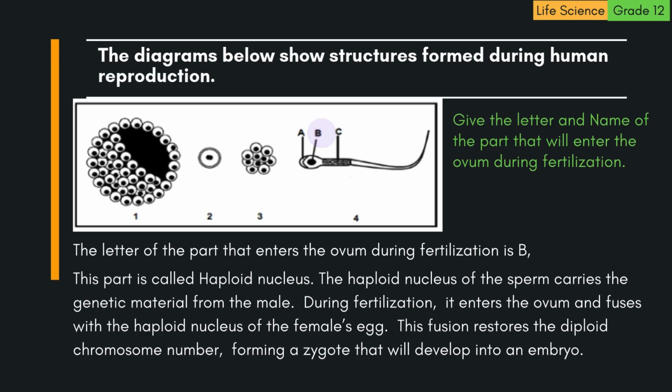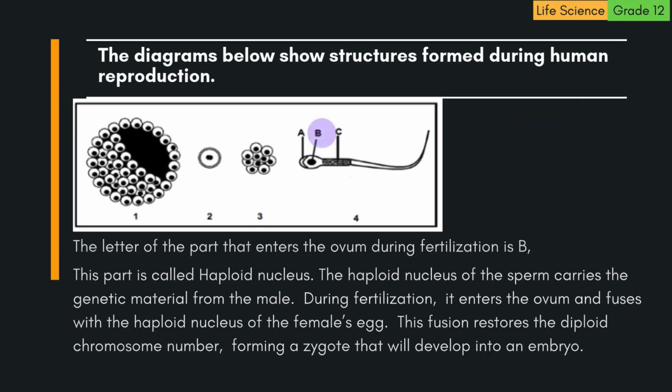The haploid nucleus of the sperm carries the genetic material from the male. During fertilization, it enters the ovum and fuses with the haploid nucleus of the female's egg. This fusion restores the diploid chromosome number, forming a zygote that will develop into an embryo.